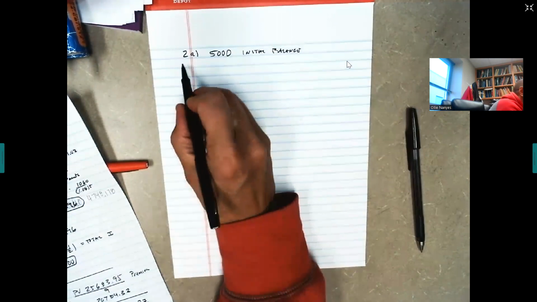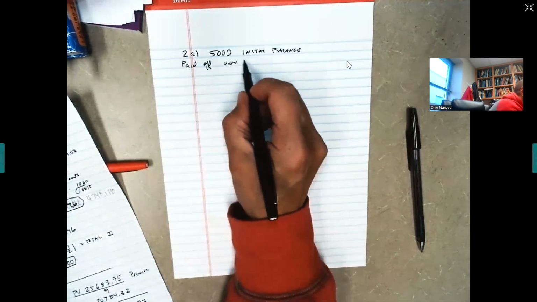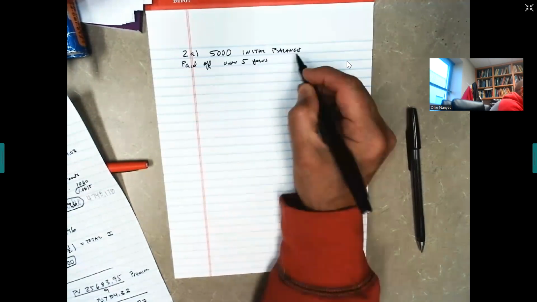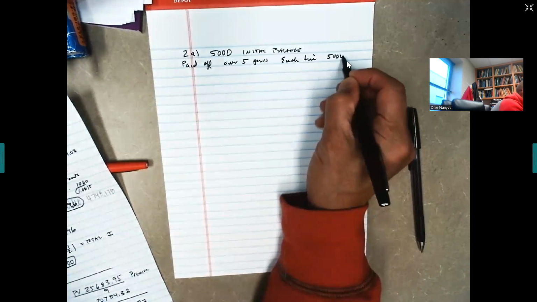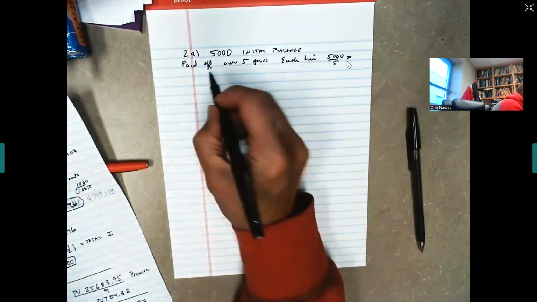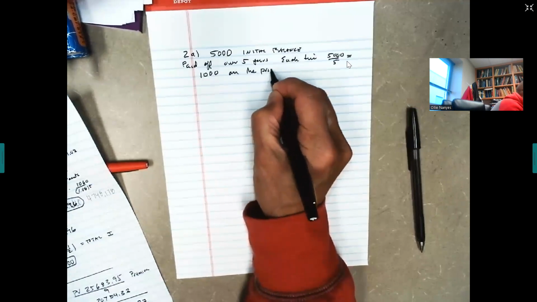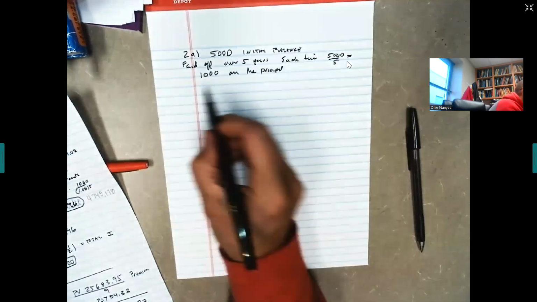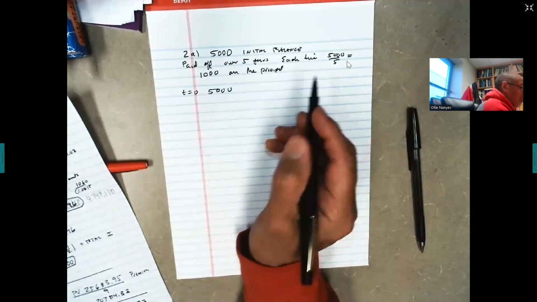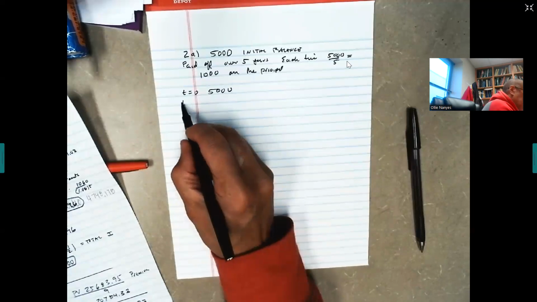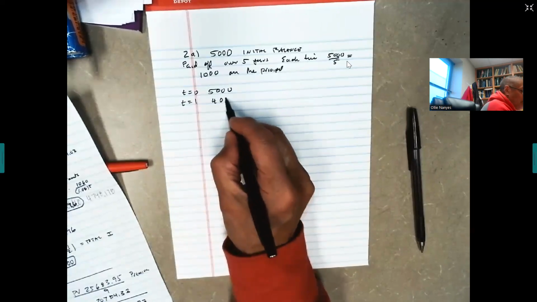And since it's paid off over 5 years, each time you have 5,000 divided by 5 equal 1,000 on the principal. So if we look here at time t equals 0, we have 5,000. And at t equals 1, we now have a balance of 4,000.